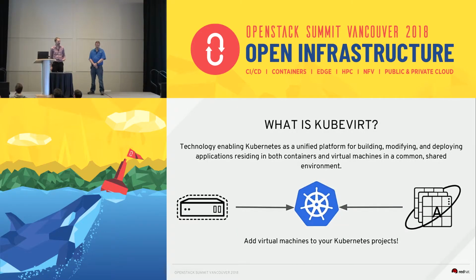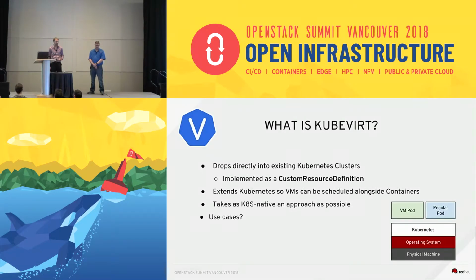So what is KubeVirt? KubeVirt is a technology enabling Kubernetes as a unified platform for building, modifying, and deploying applications, regardless of whether they reside in containers or virtual machines in a common environment. So effectively adding virtual machines to your Kubernetes project or namespace is as easy as it is to add a new application container. We do that via implementing a custom resource definition, or actually increasingly a number of custom resource definitions.